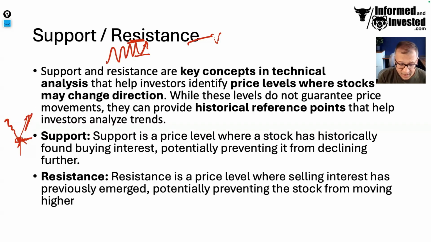And what is a resistance? A resistance is when the stock goes up and it's a price where selling interest has previously emerged. It comes to a point and suddenly investors or traders think, okay, it's way too expensive. We're going to get rid of the stock. That's when it turns around. As investors, we don't necessarily do that. Now, again, it's not one size fits all, but as investors, we look at the longer term trends, but still, this is what shows what a resistance is.